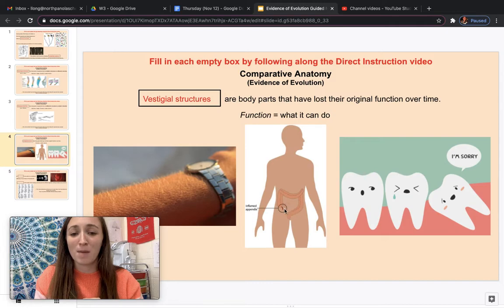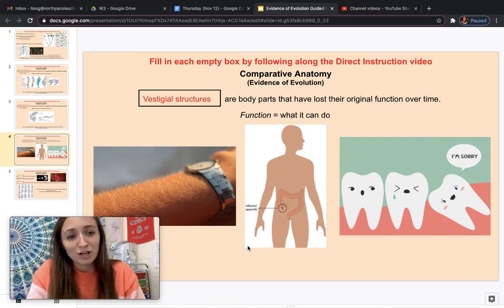Same thing with your appendix. A long time ago, scientists think that our appendix must have served some type of purpose for digesting our food. But right now, we just kind of have it to have it. It doesn't really do anything in our body. It just kind of sits there. You may have heard of people who have appendicitis, or they had their appendix rupture, so they had to get it out. So that's really the only thing your appendix is doing for you now, is causing you pain. So that's kind of annoying. But your appendix, that's a vestigial structure.